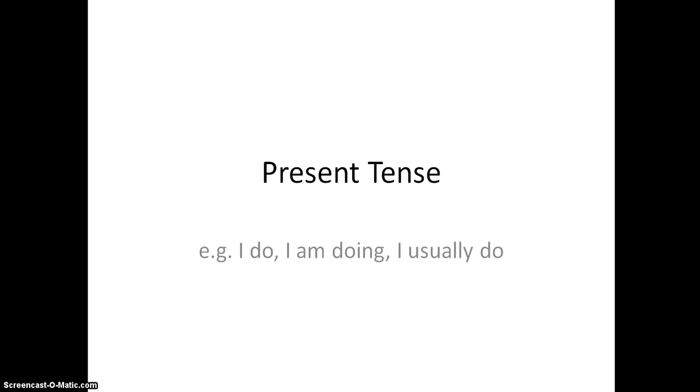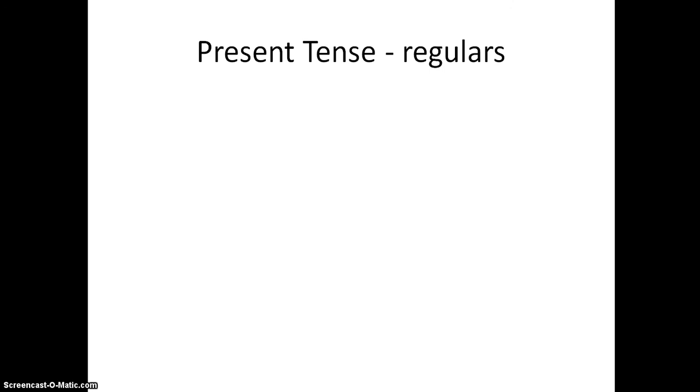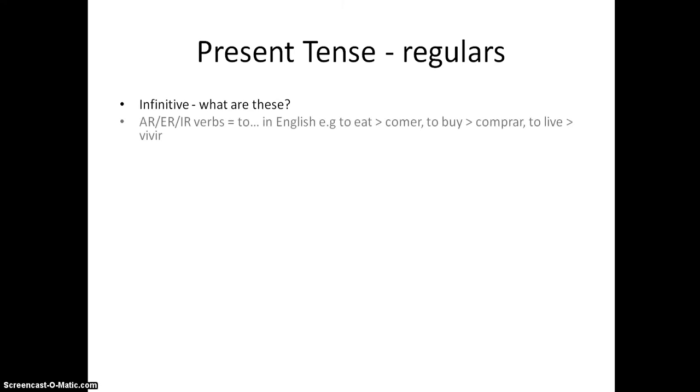So how is it formed? Let's have a look at regular verbs first. We take an infinitive. Can you remember what an infinitive is? Well, hopefully you will have said they're the verbs that end in AR, ER and IR. Now in English, all of our verbs in infinitive form start with "to." So let's have a look at the example: to eat.